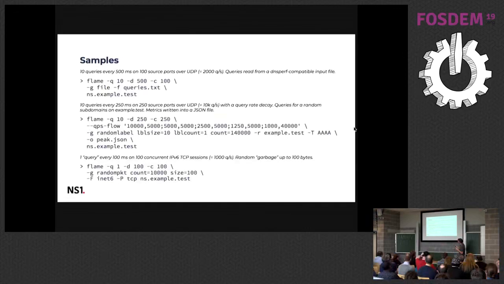Here, the second one is slightly more complicated. It uses the QPS flow, and it's to simulate some kind of peak. So you start with 10,000 QPS for 5 seconds, then decaying to 5,000 QPS, 250, and so on. And then there's some 1,000 QPS event for 40 seconds. So in the end, it will run 1 minute, but you will have some peak of traffic. You can use it to simulate, I don't know, cold cache. Or some failover. And the last one just shows sending random garbage on TCP with some rate like 1,000 QPS.